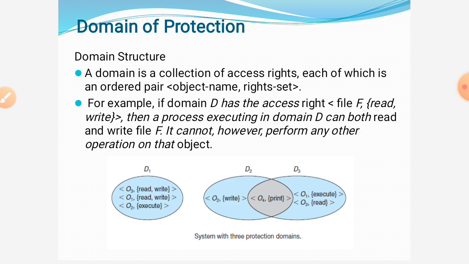The association between a process and a domain may either be static, if the set of resources available to the process is fixed throughout the process lifetime, or it may be dynamic. So we can change the access rights.